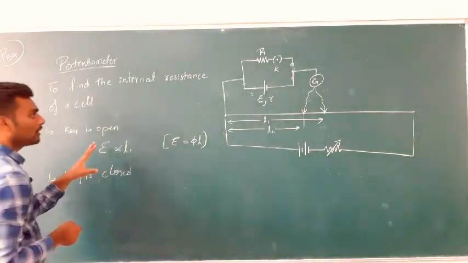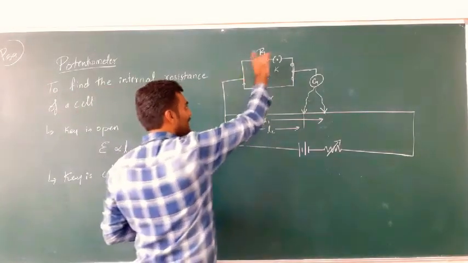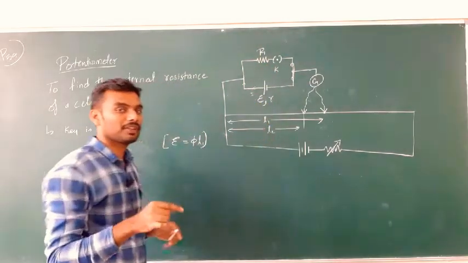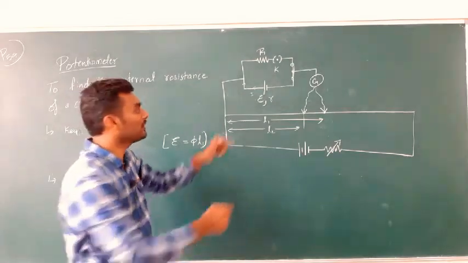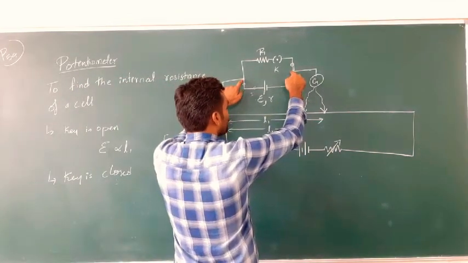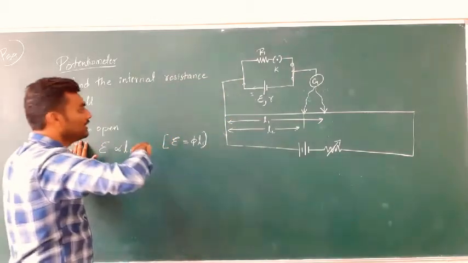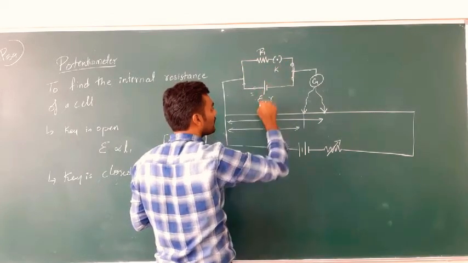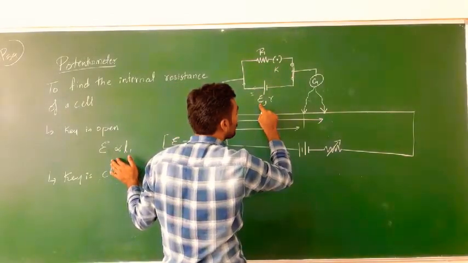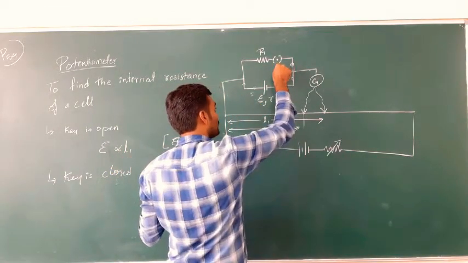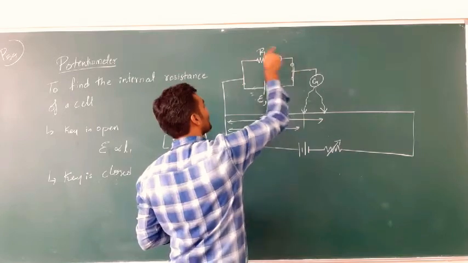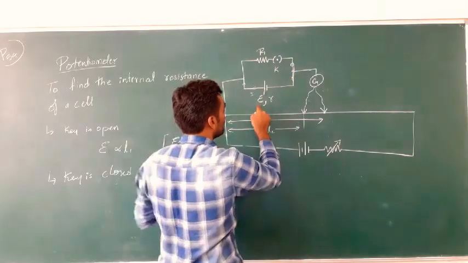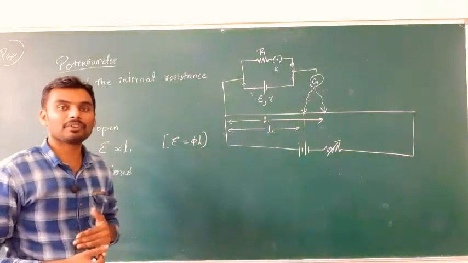Since there is current in the circuit and the circuit is closed, instead of E this time I should take V, TPD, terminal potential difference, across these two ends. Following? In the first case, when the key is open, there was no current in this part of the circuit, so I directly took E proportional to L1. But in the second case, the key is closed, so the circuit is closed and there is current flowing through it, and hence you will have TPD instead of EMF. That is the basic difference between TPD and EMF, right?